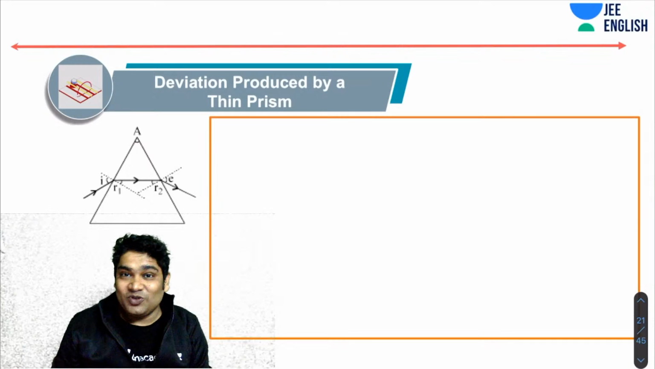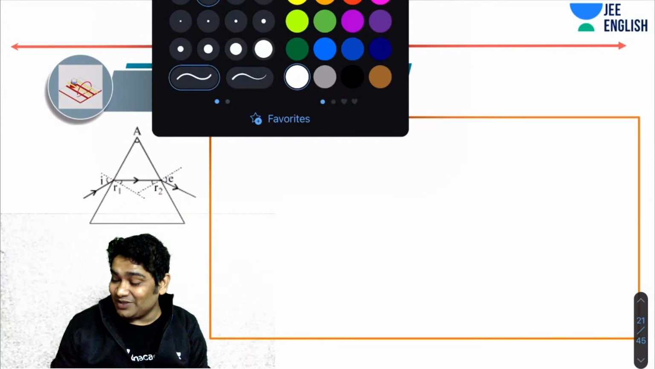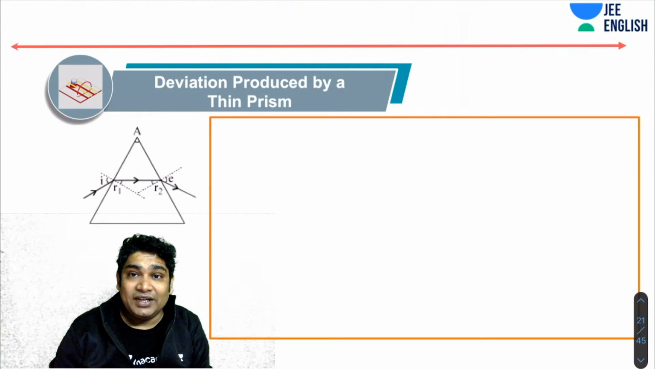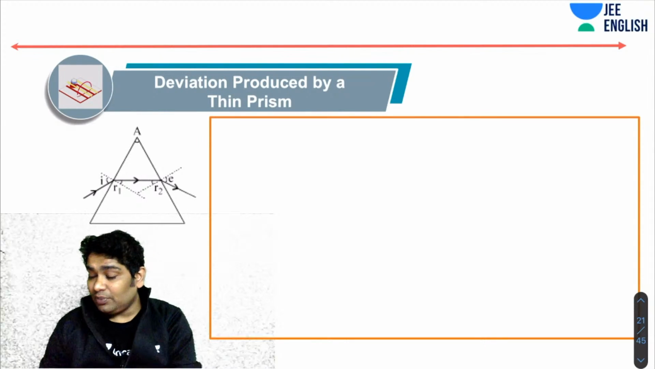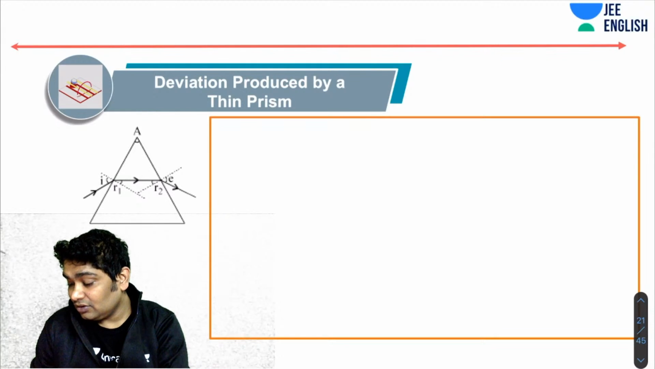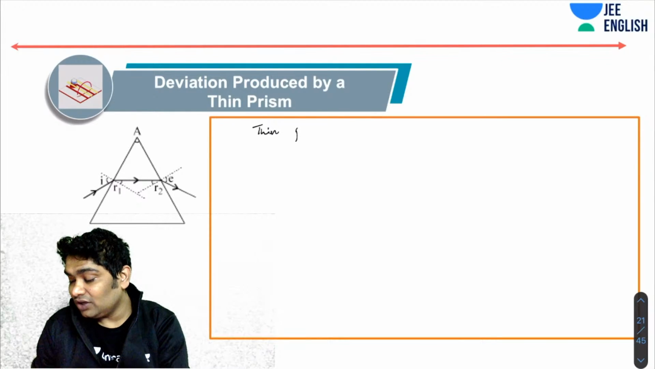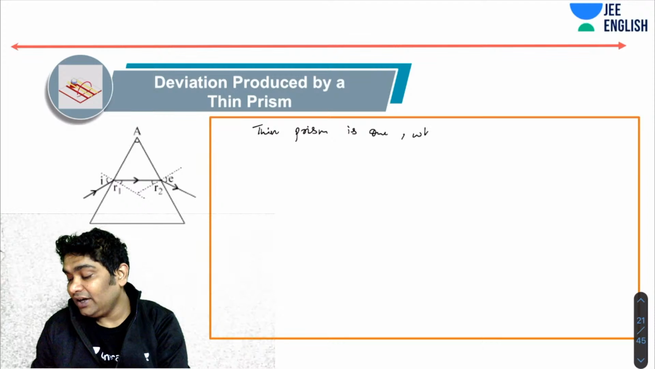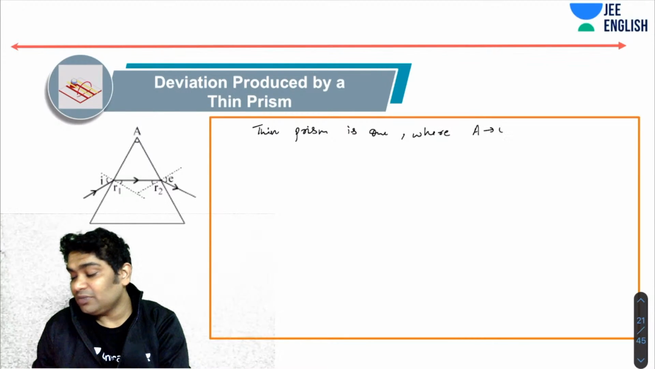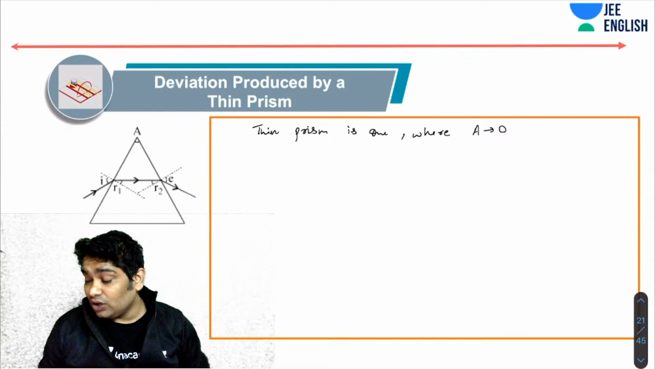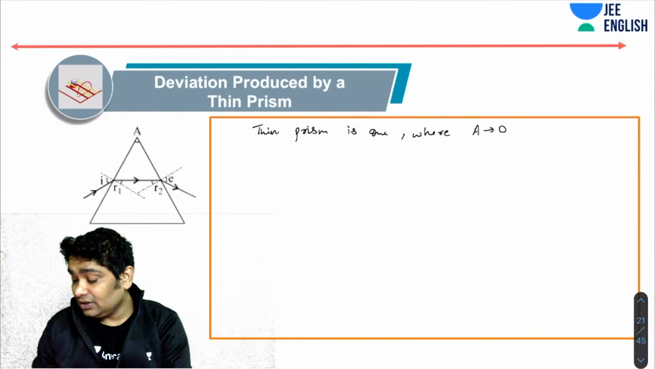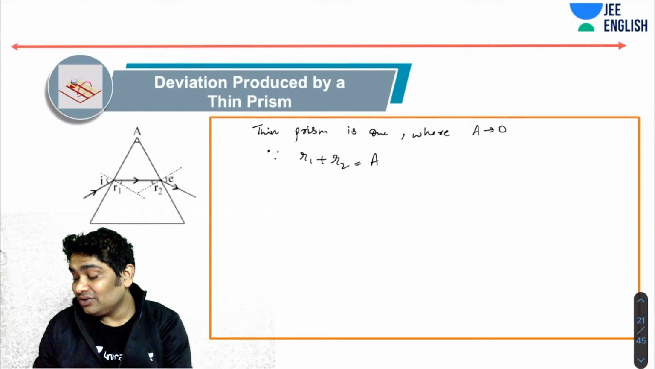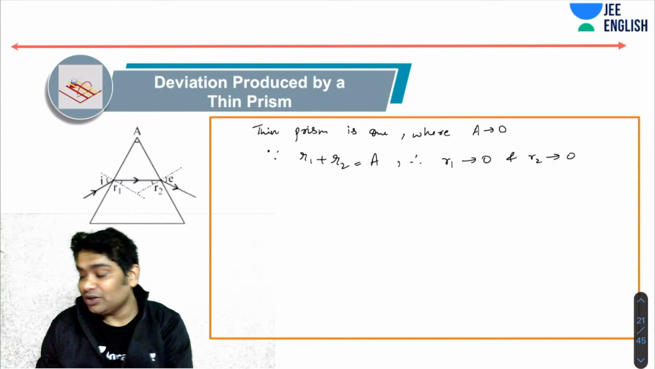So finally, let's move on to our discussion of thin prisms. Next, I wanted to talk to you about deviation produced by a thin prism. A thin prism is one where A tends to 0. The angle of prism tends to 0. Now you will realize that since R1 plus R2 equals A, R1 tends to 0 and R2 also tends to 0, because A is tending to 0.